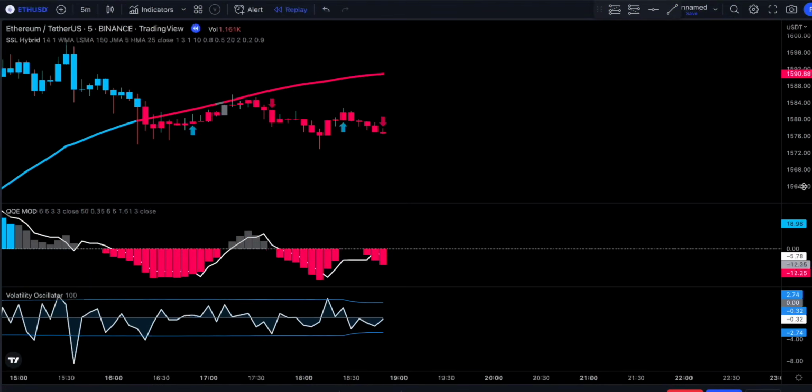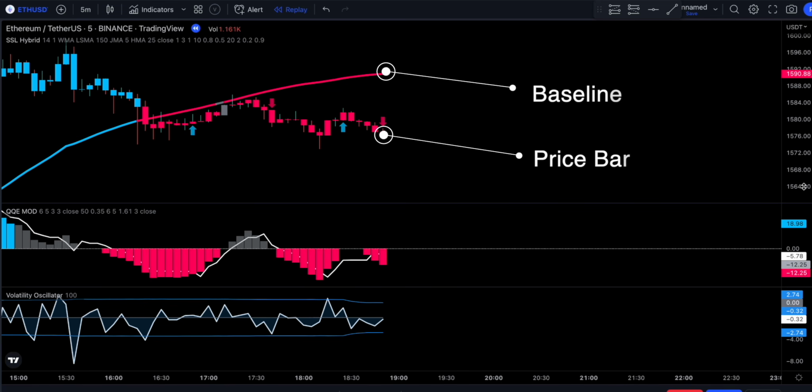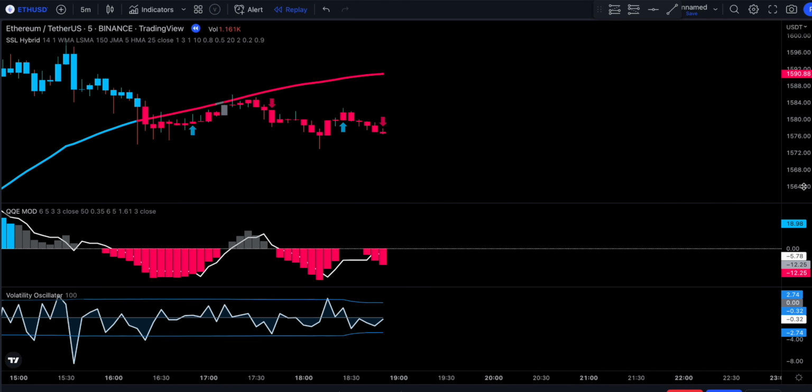For a short entry, the opposite must be true. First, a red arrow must be displayed on the chart. Second, the price bar is positioned fully below the baseline. Both the baseline and the bar are red. Third, the QQE MOD bar is red. The white line is below the 0 level.